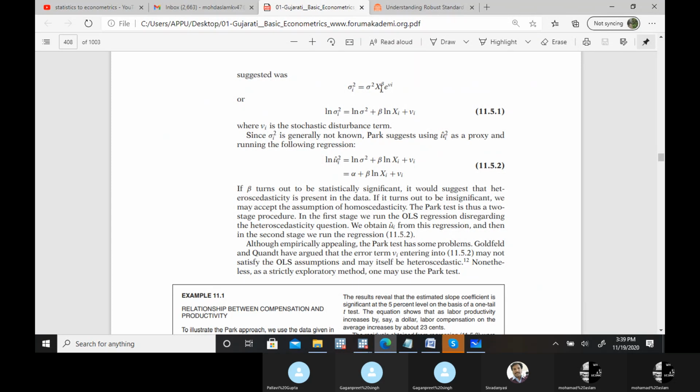So you can run a regression. For this particular component, you have to take a u hat square, because we don't know this value, right? You only know u hat from the regression, so you just take u hat square and run a regression. And if this expression is statistically significant, it means there is heteroscedasticity.